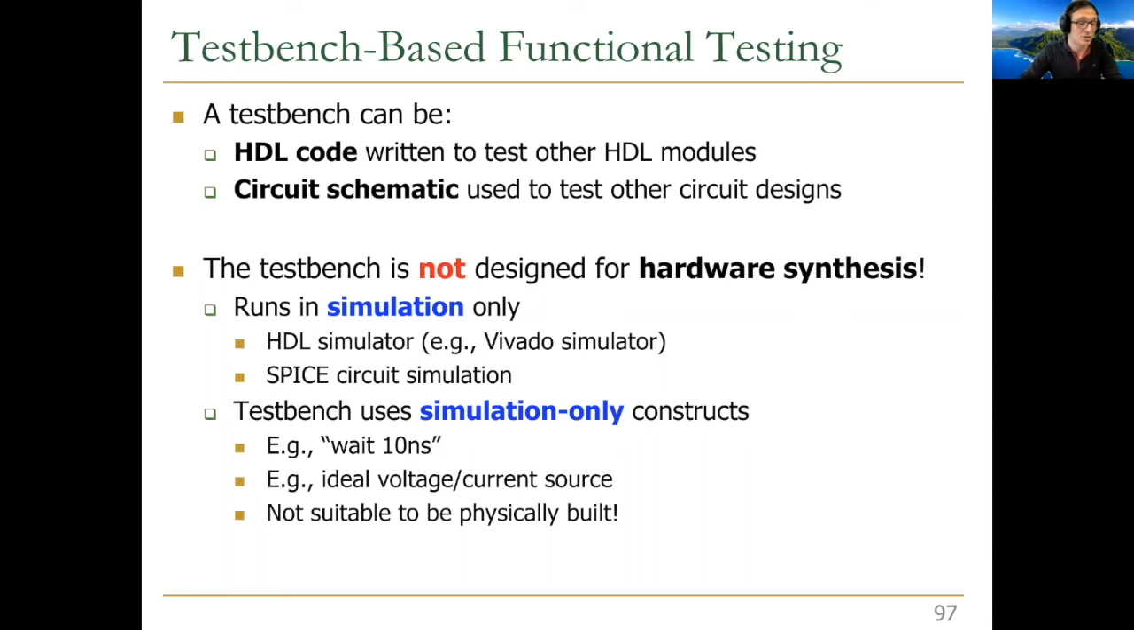Testbench uses simulation-only constructs also. For example, you can say, wait 10 nanoseconds. We discussed this in the last lecture very briefly. You can apply these inputs at any time you want to see the waveform and when it changes, for example, so that you can actually test whether your system is functionally correct under different delays, for example. And then we assume ideal voltage current source, of course, and this is not suitable to be physically built.